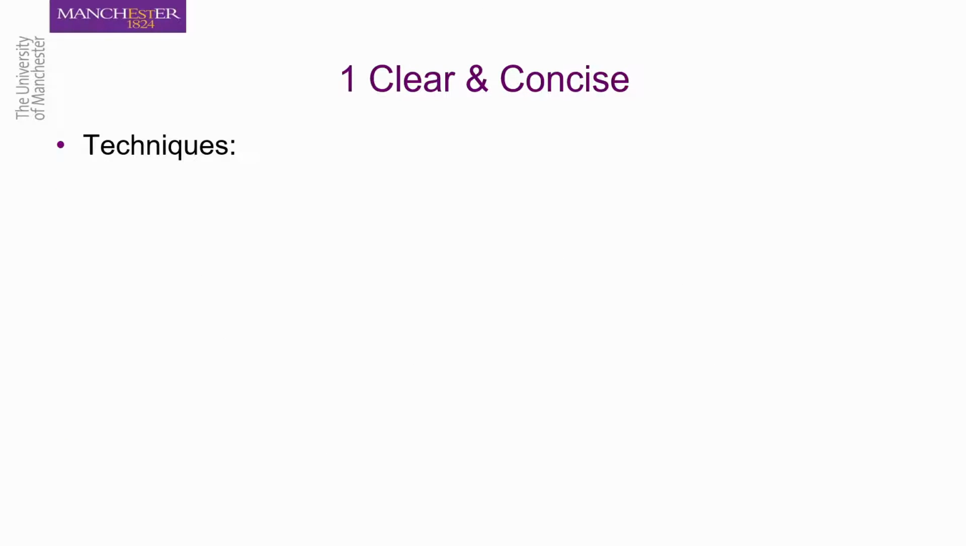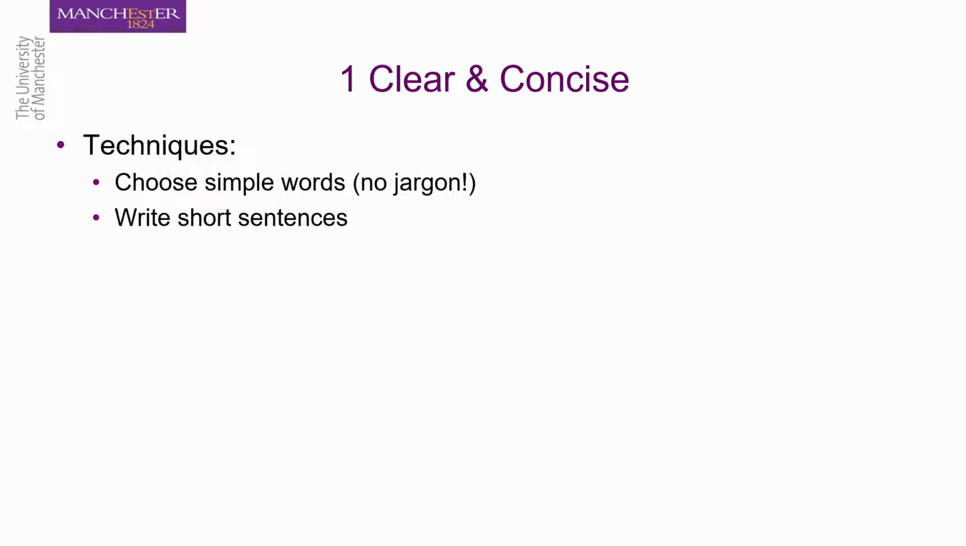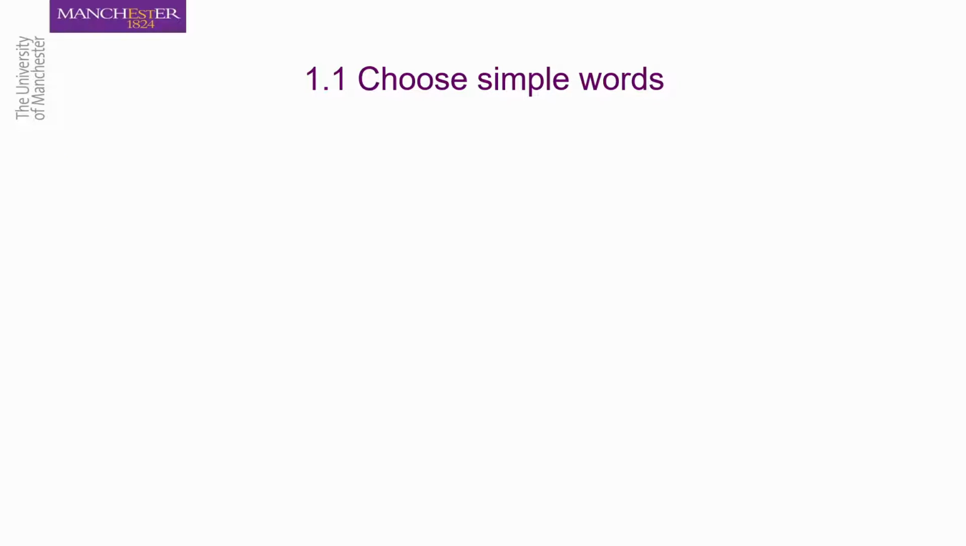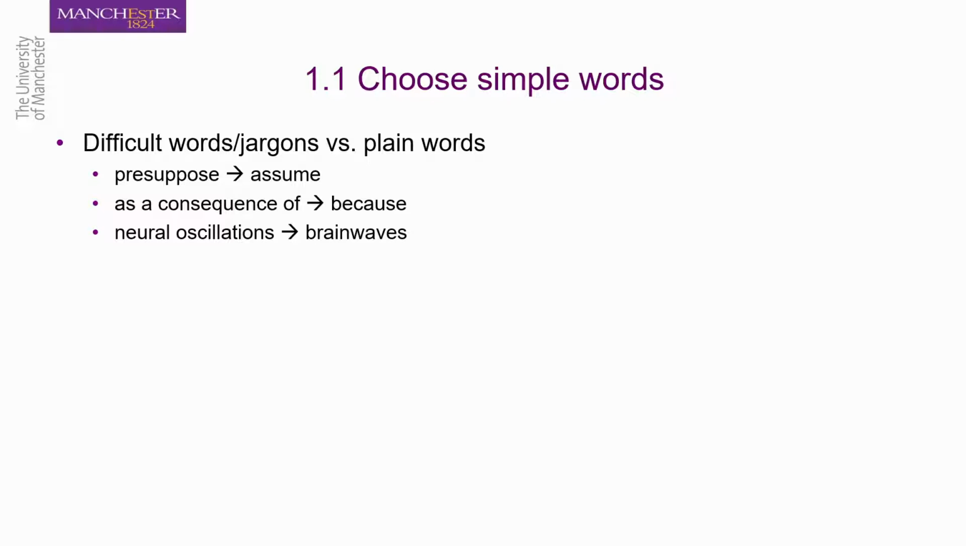So the first one is that you need to write clearly and concisely. And I would like to introduce 3 simple techniques. One is to choose simple words, no jargon. Second is you need to write short sentences instead of long, complex sentences. And the third one is to use active voice where appropriate. The first one, choose simple words. And this is quite simple, so I'll give you a few examples of difficult words versus plain words.